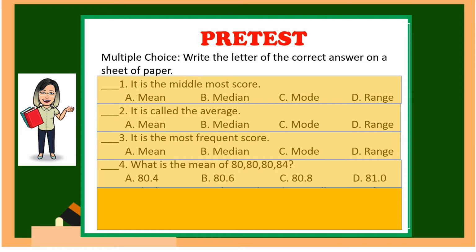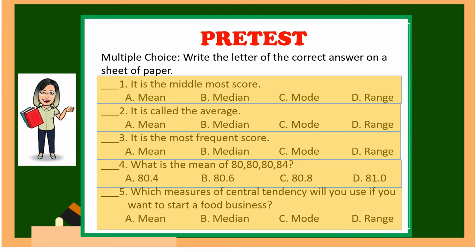Number 4, what is the mean of 80, 80, 80, and 84? Letter A, 80 and 4 tenths. Letter B, 80 and 6 tenths. Letter C, 80 and 8 tenths. And letter D, 81 and 0 tenths. And the last number, which measures of central tendency will you use if you want to start a food business? Letter A, mean. Letter B, median. Letter C, mode. Letter D, range.